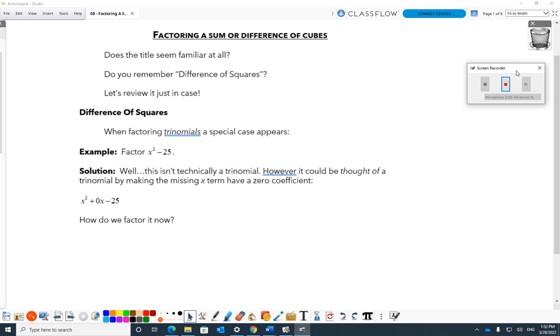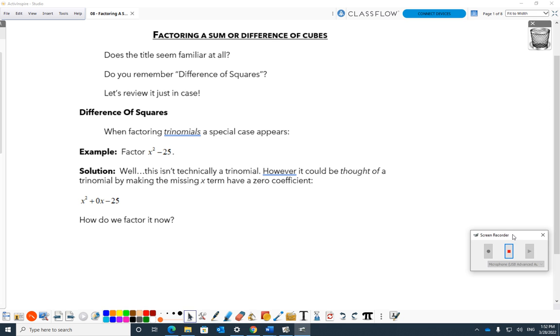When factoring trinomials, a special case appears. Wait a minute, let's review factoring trinomials for just a second. Let's make sure we're caught up on where you were in grade 10 or grade 11 when difference of squares appeared. You'd be going along doing trinomial factoring, maybe x squared plus 7x plus 10.